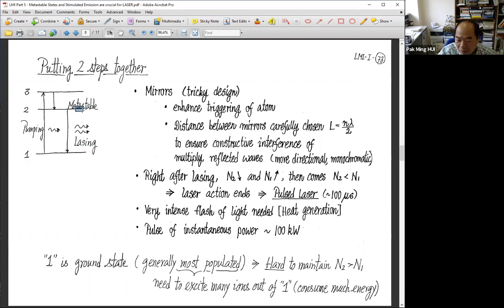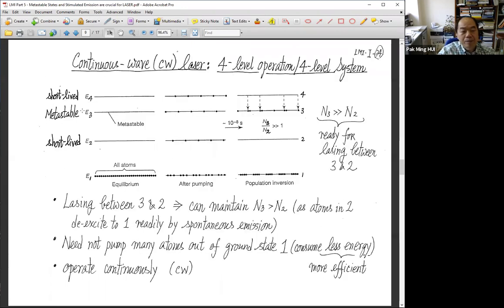Secondly, you need to cool down the system quite a bit, okay? Because you pump it with an intense flash of light, therefore you need water cooling, you need water to take out some heat. Because of this pulse laser limitation, another class of laser is called CW laser, or continuous wave. The idea is how we can keep lasing occurring, okay?